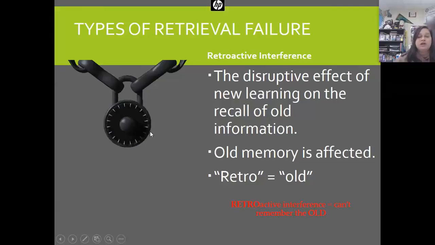So maybe you got a new locker. Now you remember your new locker combination, but you can't remember the old one. The old memory is affected.